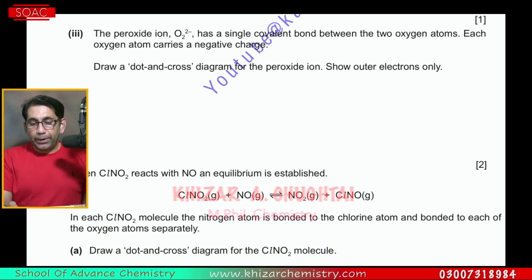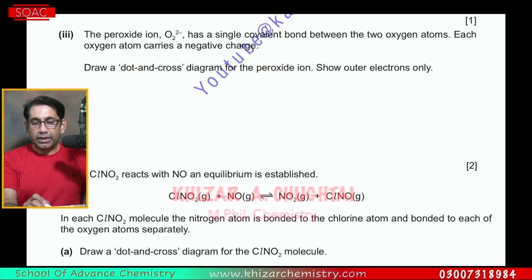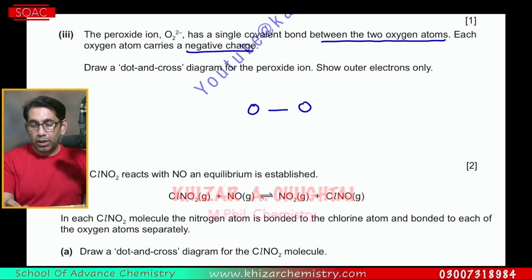Now come towards the peroxide ion, that is O2 2 negative ion, which has a single covalent bond between 2 oxygen atoms. He himself announced that there is only 1 electron pair between 2 oxygen atoms. So oxygen, single bond, oxygen. What is the next? Each atom carries a negative charge, and he is asking to draw the dot and cross diagram for the peroxide ion. Show outer electrons only.